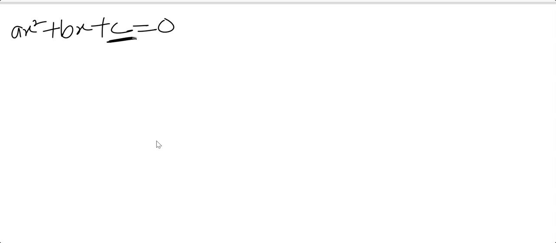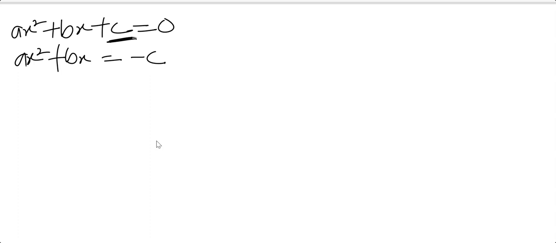What I mean by equating it to c is something like this. I'm going to remove the c from the left-hand side of this equation and take it to the right-hand side, which is obviously going to make it a negative c. If I do just that, what I'm going to find is something like this: ax squared plus bx is equal to minus c.